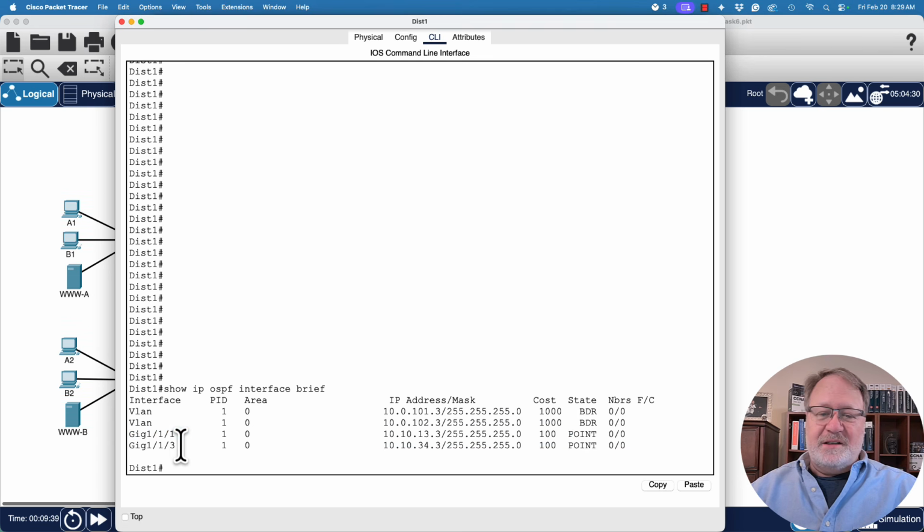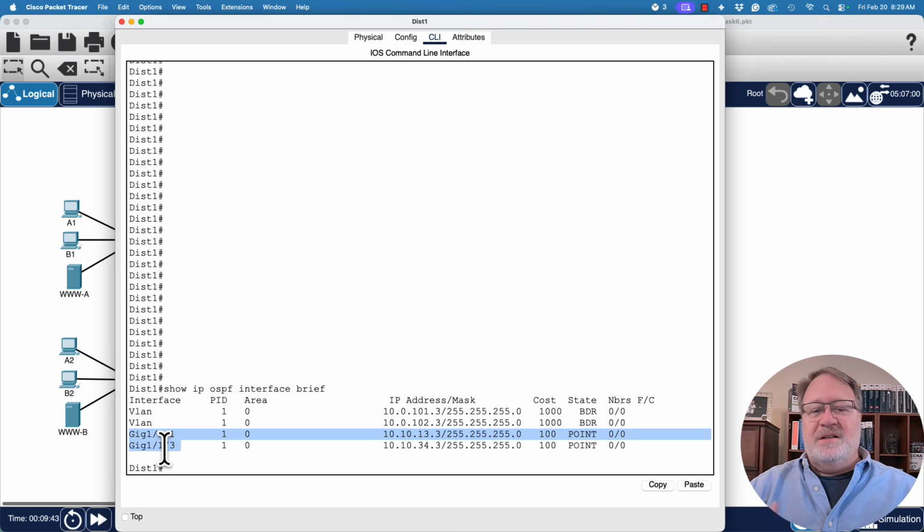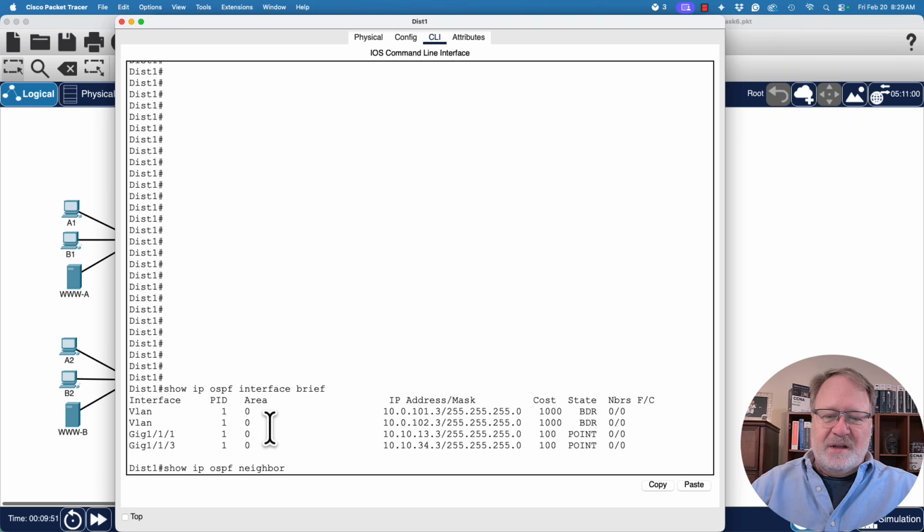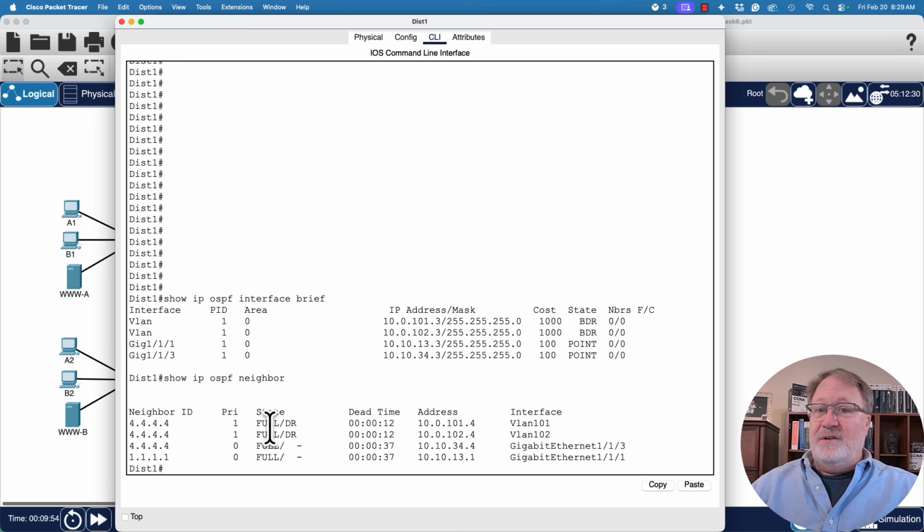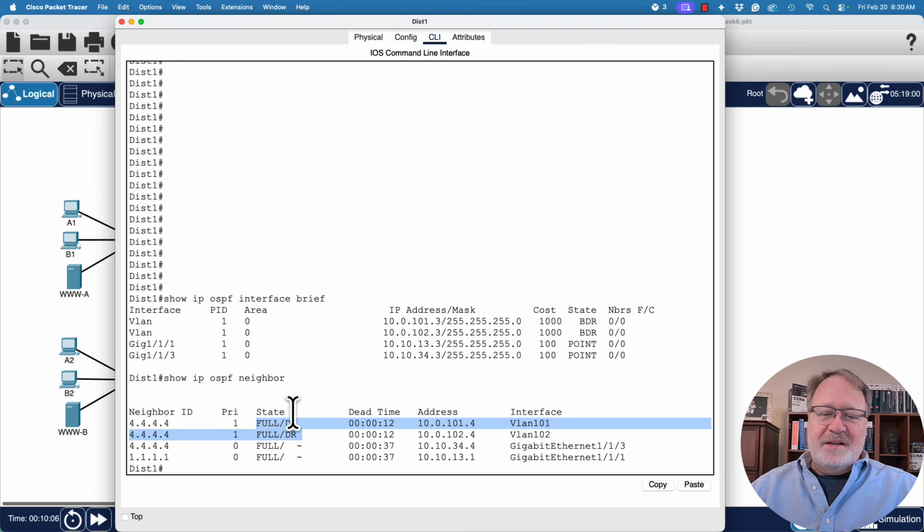Those are the physical links, gig 1/1/1 and 1/1/3, that are connected from dist 1. The top one's over to router core 1, and the bottom one's down to layer 3 switch dist 2. All right. So that's one difference that you see. Now, if we do a show IP OSPF neighbor, we see that our neighbor relationships that run over VLAN 101 and 102. Notice the interface column, VLANs 101 and 102 over there on the far right, we see the state in this state column is full/DR.